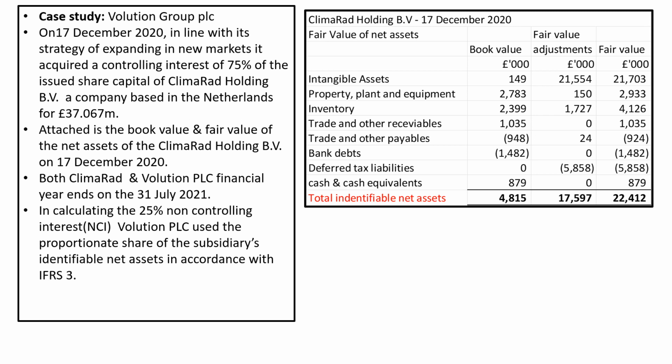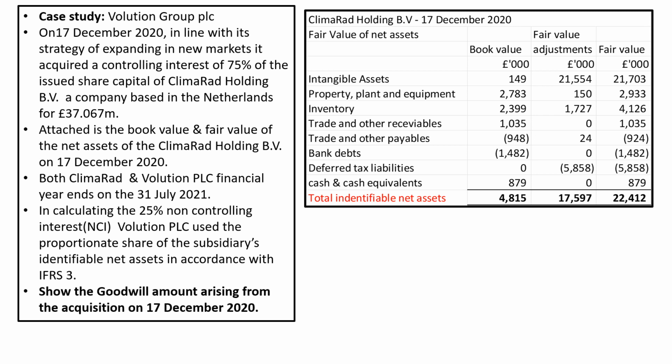Now, in calculating the 25% non-controlling interest, Evolution plc used the proportionate share of the subsidiary's identifiable net assets in accordance with IFRS 3. So the case here is to show how the goodwill amount has been calculated on the 17th of December 2020.